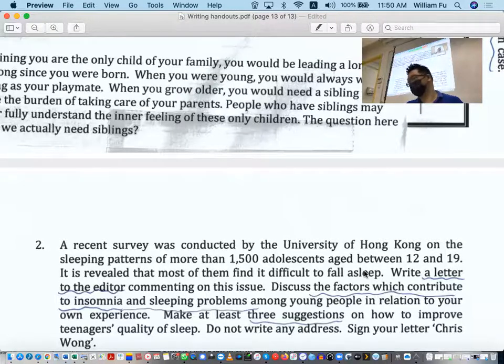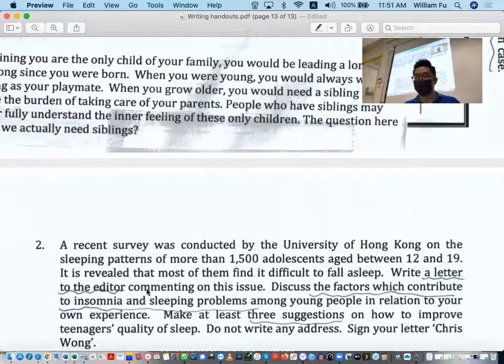You know what? As you get older, I still think of the time when you were in primary school. Did you have any problem sleeping? Why? Because you were worry free at that time. When you get older, say reach your puberty, you get all sorts of worries, say maybe academic, social life, later love life. That's why you have that sort of worries in your mind, then you can't sleep well. It is revealed that most of them find difficult to fall asleep.